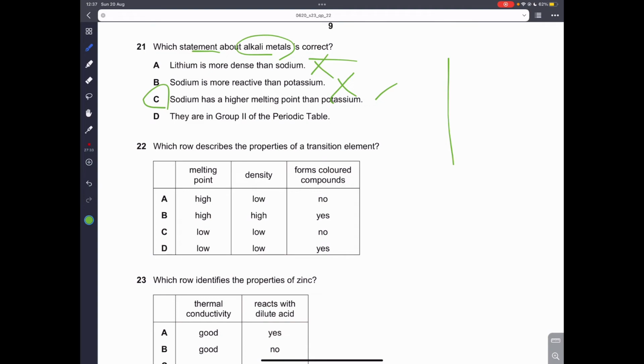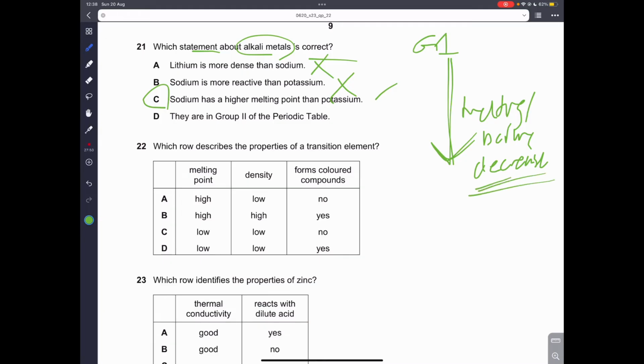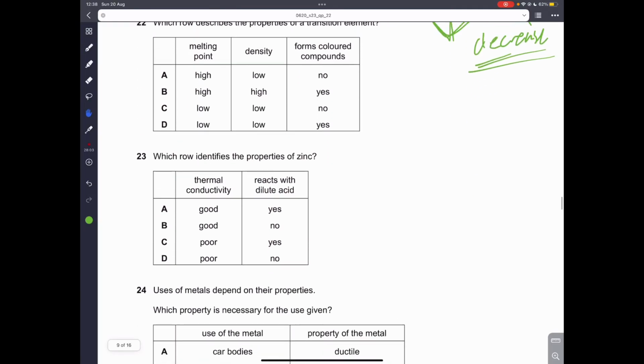Because remember one peculiar thing about group 1 metals is that once you go down the group, the melting or boiling point decreases. It does not increase. While other groups like the halogens, if you go down the group, the melting and boiling point will increase. But for group 1 in particular, the melting point and boiling point will decrease as you go down the group. So sodium has a higher melting point.